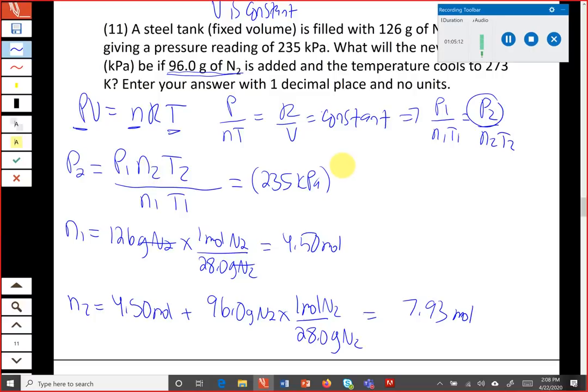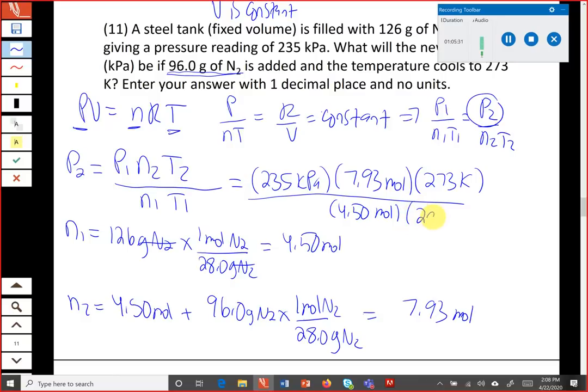So now we have all the numbers we need. So N2, as we said, is 7.93 moles. T2 is the final temperature, which was 273 Kelvin. It cools to that temperature. And then N1 and T1, N1 was 4.50, the amount that we initially started with. And then T1 was 298 Kelvin. And then what we end up with numerically is we want a number with 1 decimal place and no units in kilopascals, so we don't have to do any conversions here. 379.4 kPa.